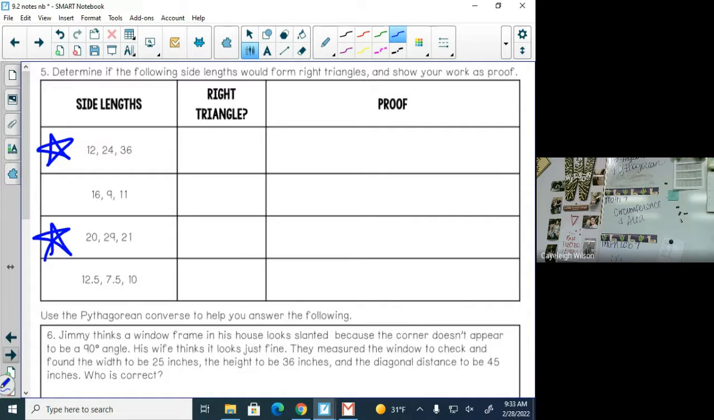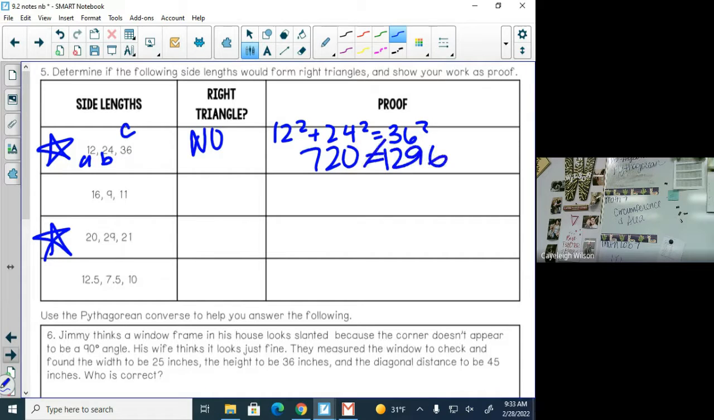All right, what did you all get on the first one? No, it is a no. Because when I take this is my C because it's the longest, A and B. So 12 squared plus 24 squared equals 36 squared. So 12 squared plus 24 squared is 720, and then 36 squared is 1296. So they're not equal.